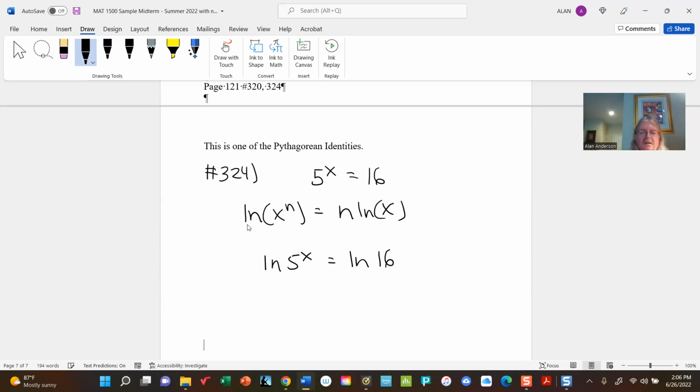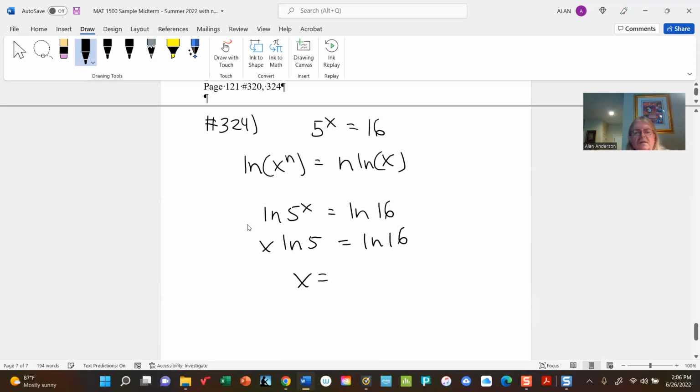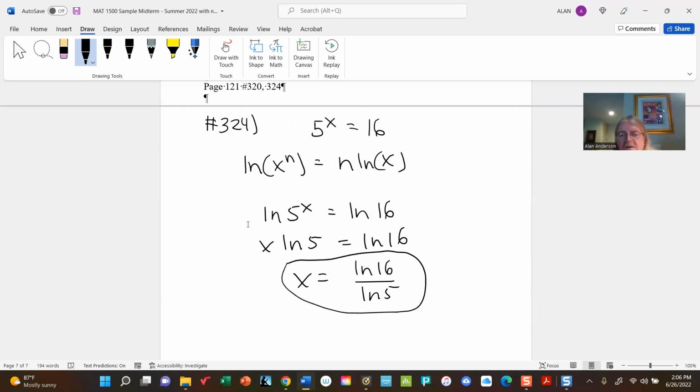So this can be rewritten as x log 5 equals log 16. And then when you're done, all you have to do is this. That's it. Now, if you need the specific numerical value, you can certainly do that. But for here, we can just leave it like this.